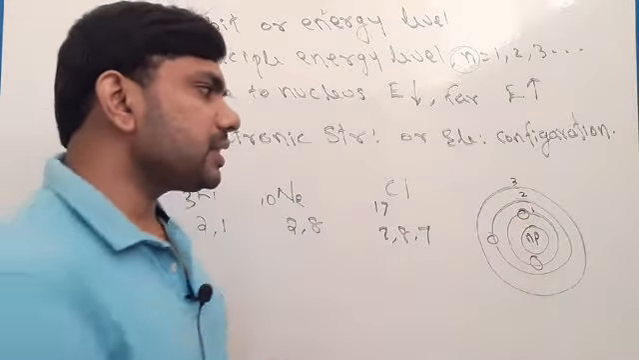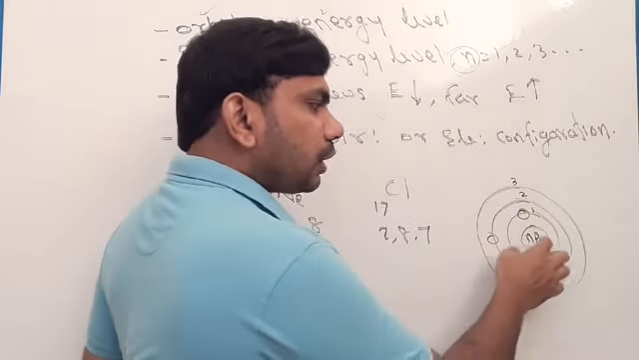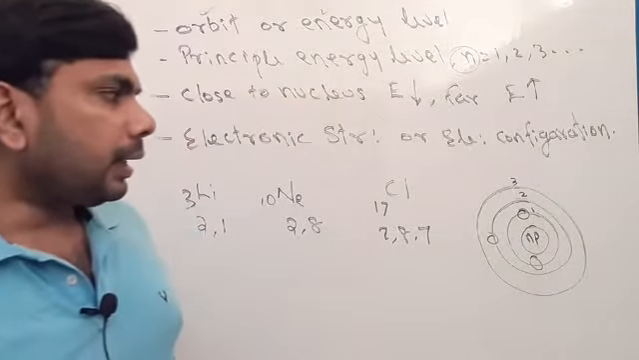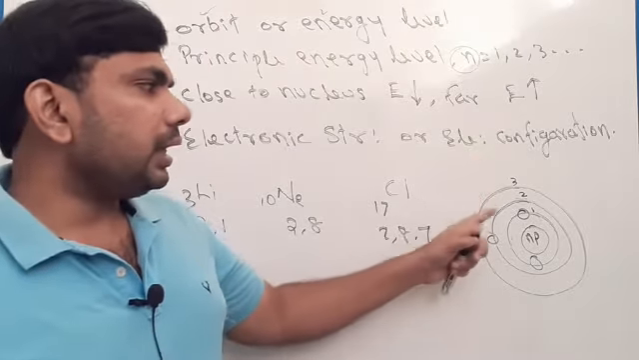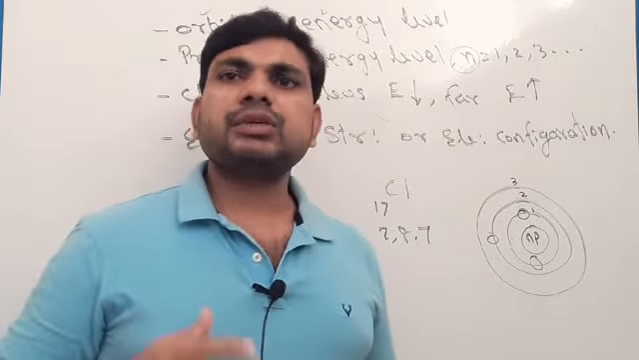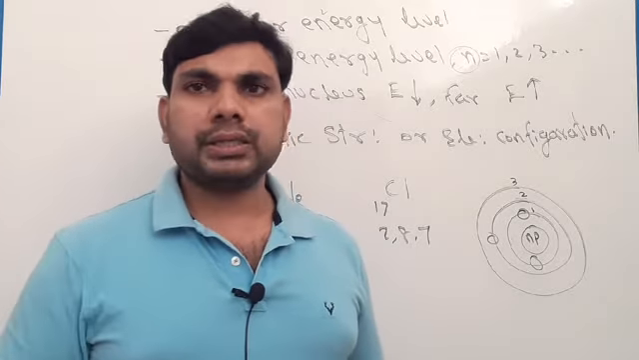Number 1 means this is the first orbit. The first orbit is very close to the nucleus. And it goes on 1, 2, 3, and the last orbit will be very far from the nucleus.